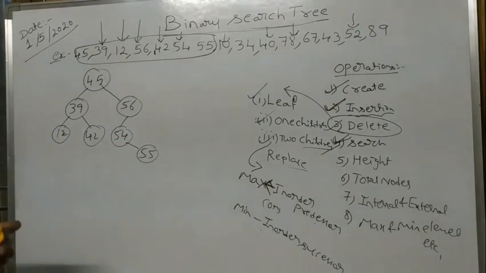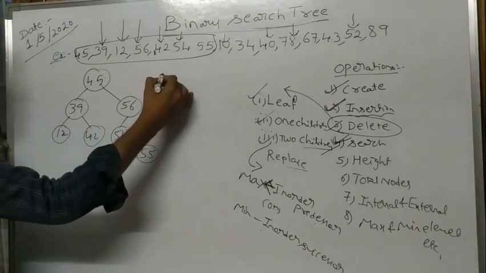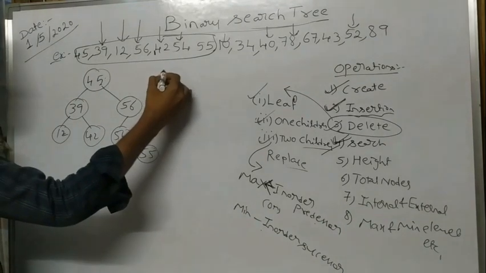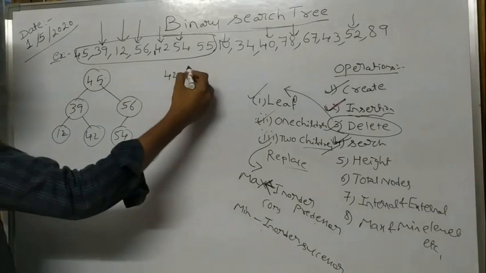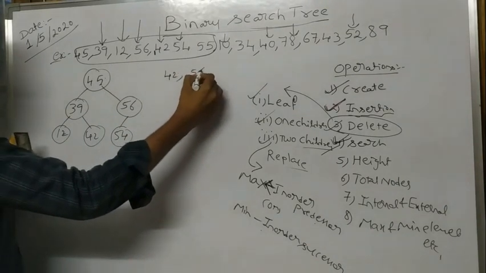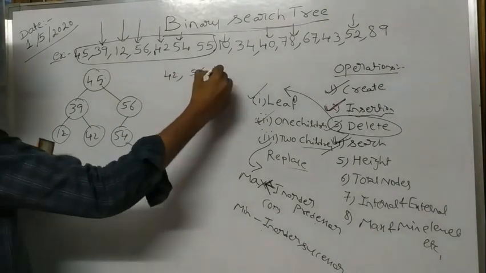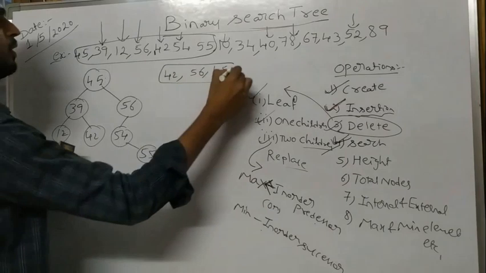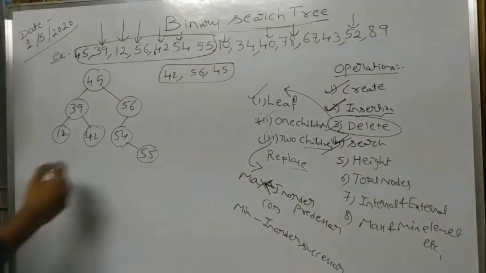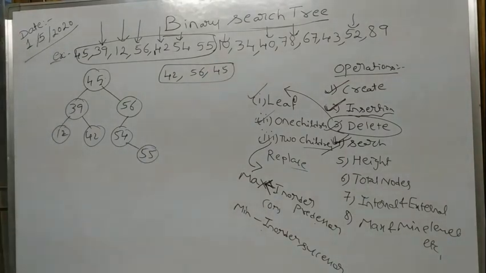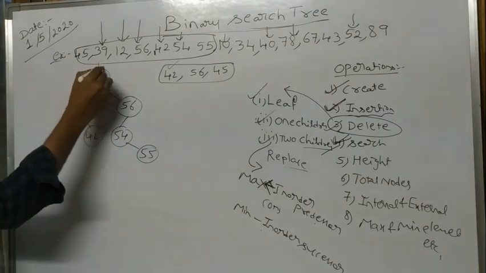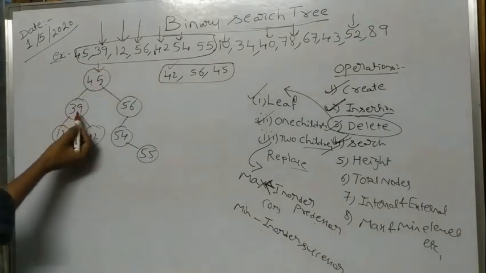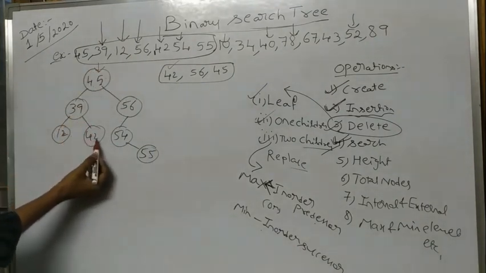For example, someone is asking to delete the values 42, 56 and then 45. Okay, first I want to delete the node 42. So I will start scanning from the root node and check: 42 is less than 45, 42 is greater than 39, then 42 matches.